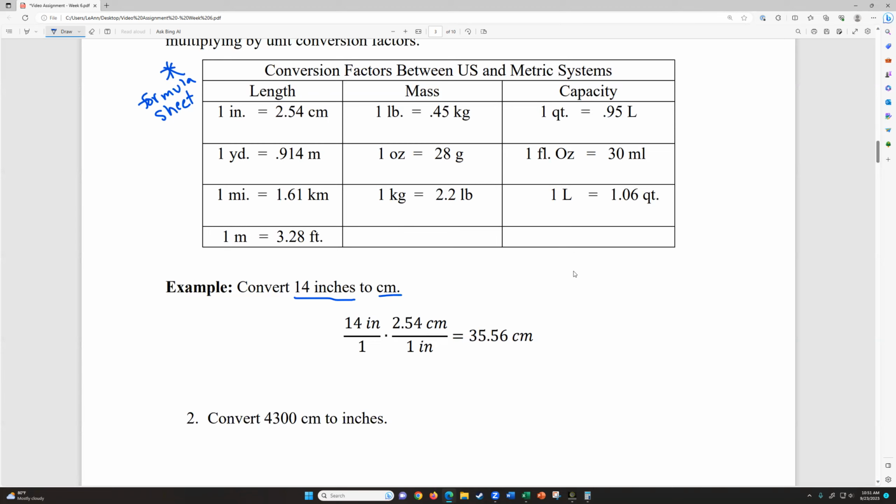Then we place the numbers next to their correct units. So 2.54 goes with centimeters, 1 goes with inches. We cancel out the inches before we multiply. I did 14 times 2.54, which gave me 35.56 over 1 times 1, which is just going to be 1. So when we divide that, we still get 35.56 centimeters. So there's the answer for that one.